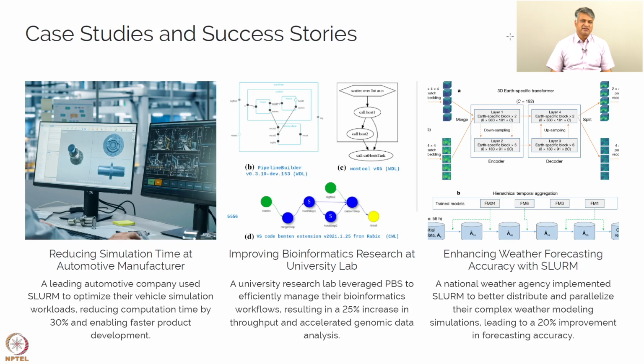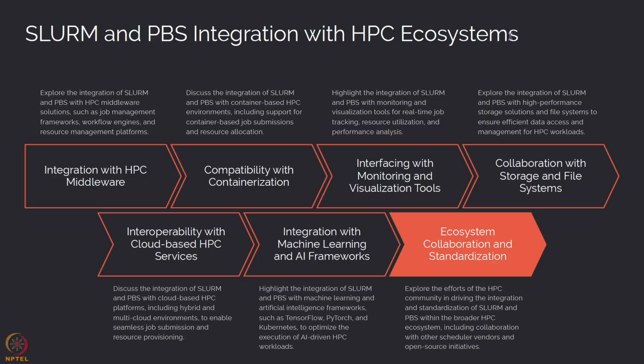There have been several case studies and success stories. For example, an automotive manufacturer used SLURM to optimize their vehicle simulation, which reduced computation time by about 30%. Universities routinely use these sorts of queuing systems, which results in about a 25% improvement in throughput. Also, weather prediction agencies use SLURM to better distribute and parallelize their complex weather modeling simulations, which leads to almost 20% improvement in forecasting accuracy.